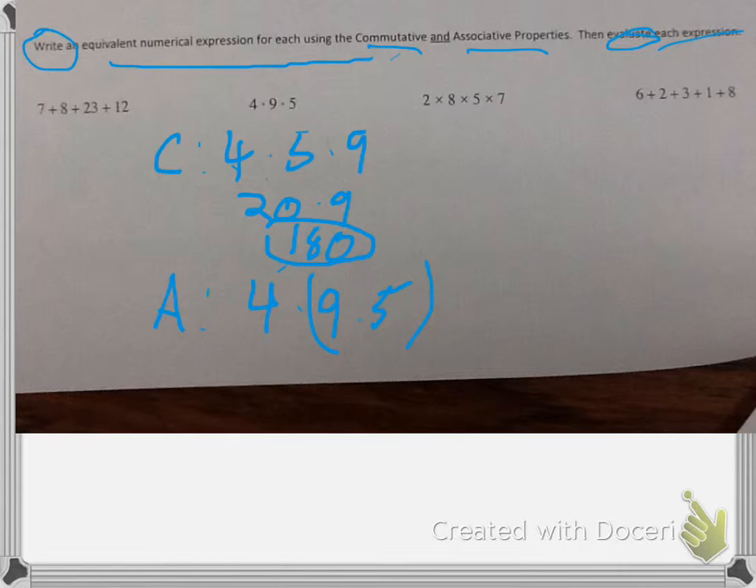Right. Associative property, I changed the grouping. So I have the same order, but I changed the grouping. Now I have 4 times the quantity 9 times 5. 9 times 5 I know is 45. And then I can multiply 45 times 4, which is pretty easy for me to multiply. 45 times 2 is 90, so I know 45 times 4 will be double that, and that, again, is 180.